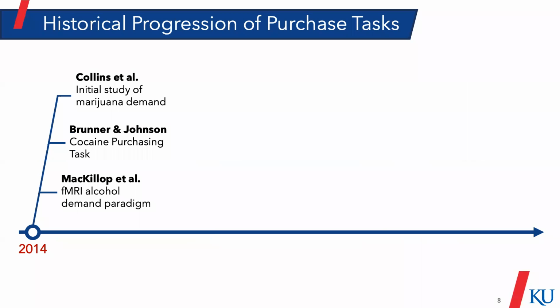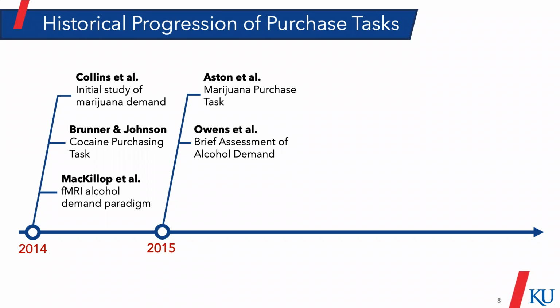Moving forward into 2014 and beyond, we really started to see a lot of interest in developing purchase tasks for other commodities, particularly illicit drugs. So Collins et al., Lorraine Collins' group at Buffalo, ran the initial study of marijuana demand. In 2014, Brenner and Johnson developed the cocaine purchasing task. And then again, a group that I'm a part of, we're continuing to advance the alcohol purchase task into a new environment and developed an fMRI scanner-based purchase task to allow us to look at the neural correlates of demand.